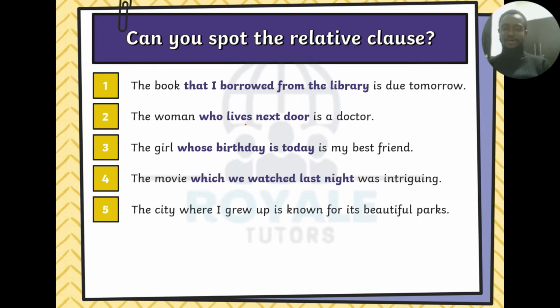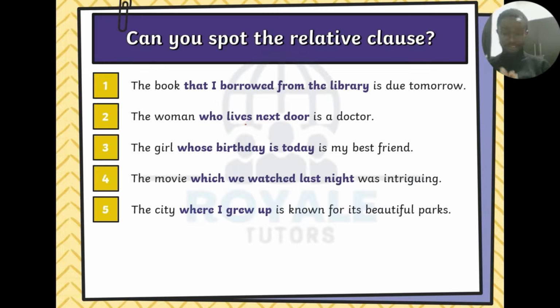The city where I grew up is known for its beautiful parks. Where I grew up, is that your answer? That's correct. Now, which words introduce the relative clause?